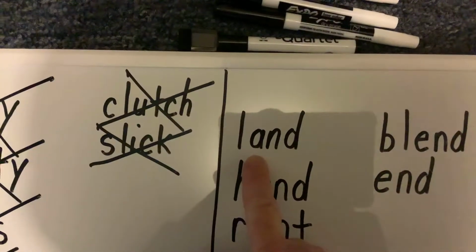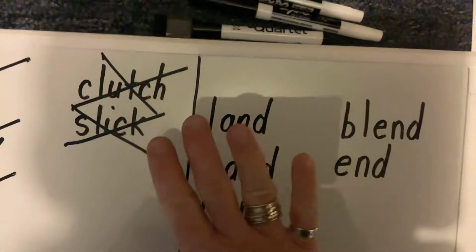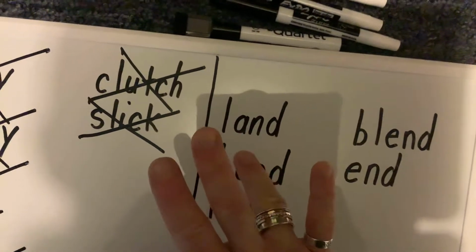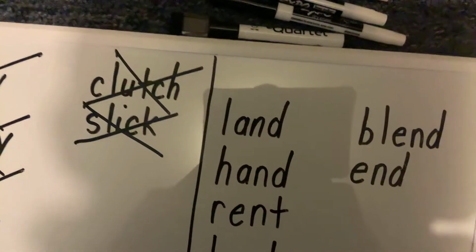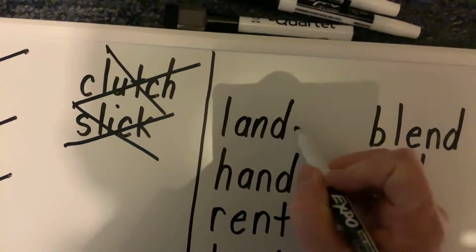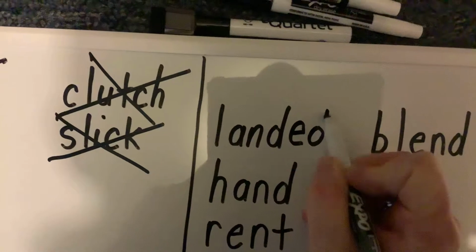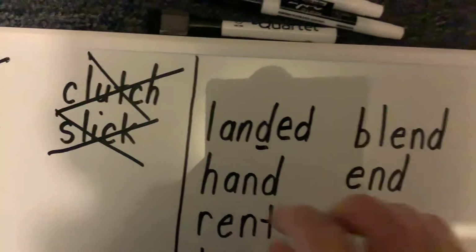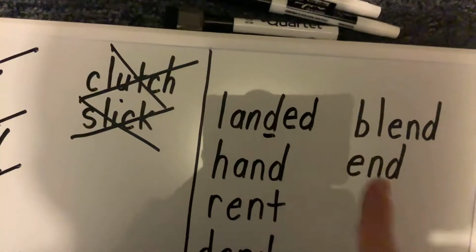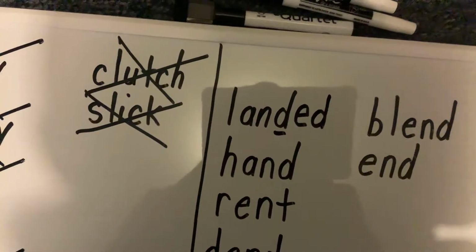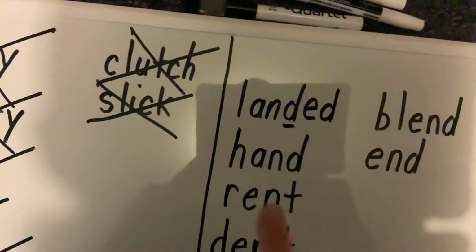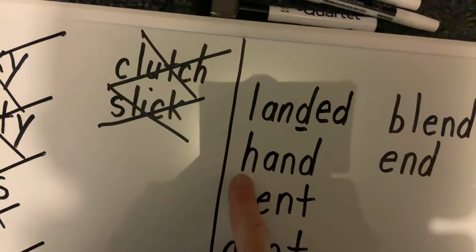Here we go. Here's our base word. And if you need to, tap it out. Land. And we add our suffix. And since it ends in a D, it's going to say ed. Landed. He landed on the moon a long time ago. It already happened. Let's do another one.